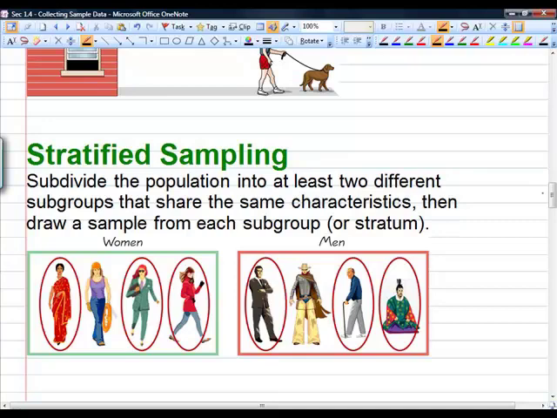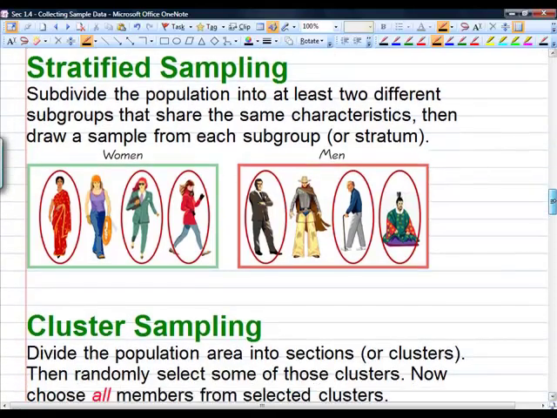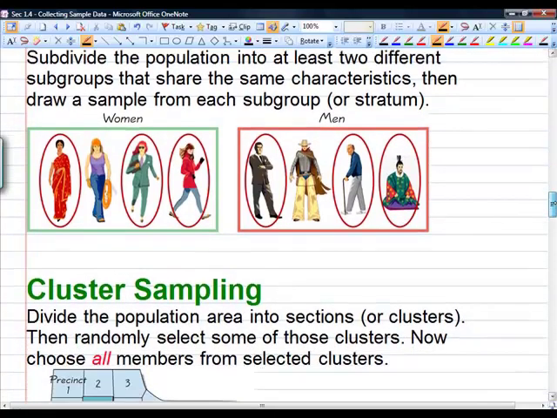The insurance companies like to know, well, how do drivers 25 and under compare with drivers from 26 to 46 and then 47 and over. They're using age, not sex, to divide the population into strata. When you subdivide the population into groups, then you take a random sample from each subgroup or stratum. Now I said this one gets confused with cluster sampling, so let's look at cluster sampling.